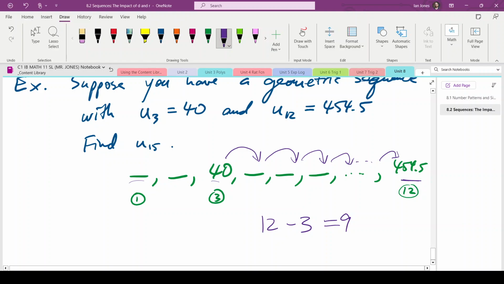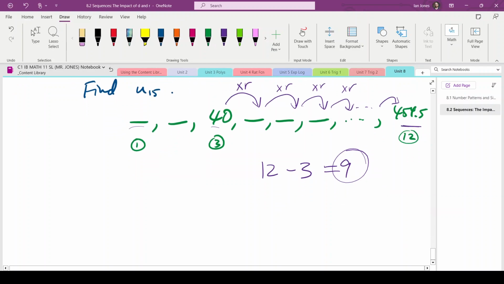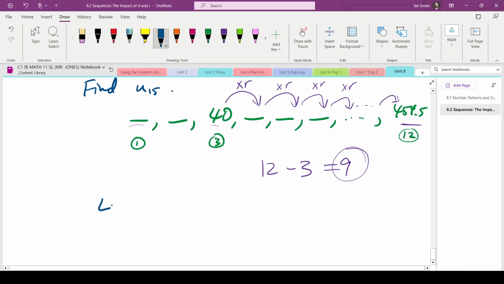Now, for each jump, you're multiplying by r, right? So to get from 40 to 454.5, we're multiplying by the common ratio 9 times. In other words, 40 times r to the exponent of 9 equals 454.5. And once you've got that, you're away to the races. Because once you've got that, you just have an equation where you can solve for r.